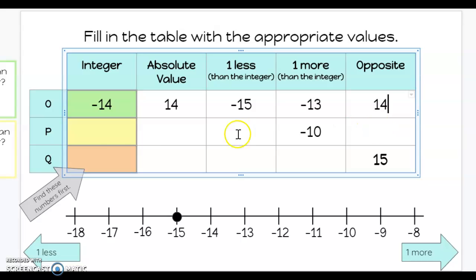So you need to figure out, they gave you one more is -10. So if we're at -10 and that's one more, what is the integer they're talking about? And then give me the rest of the things. And then it tells me the opposite is 15. So what's the opposite of 15? That's your integer. So you find these numbers first and then go fill in the rest of the blanks.